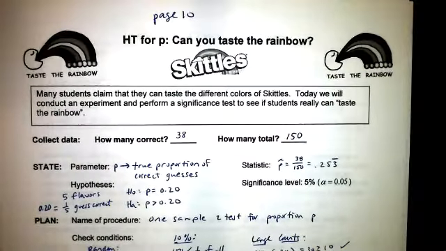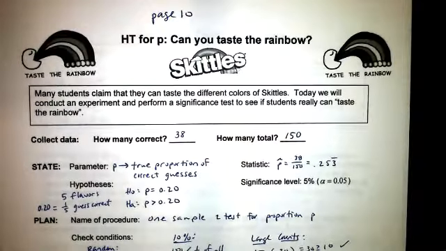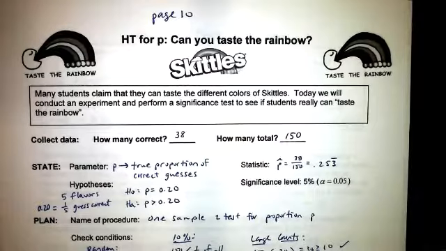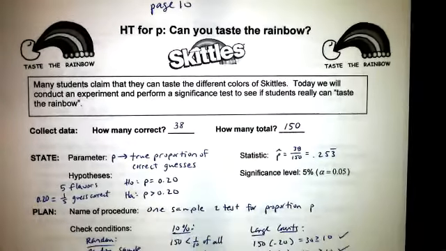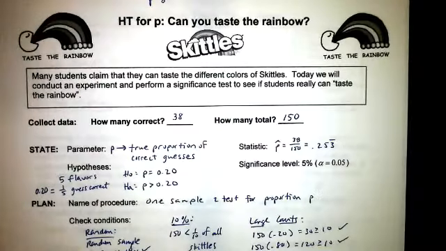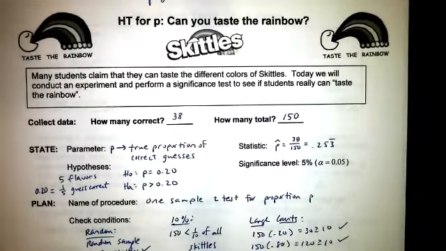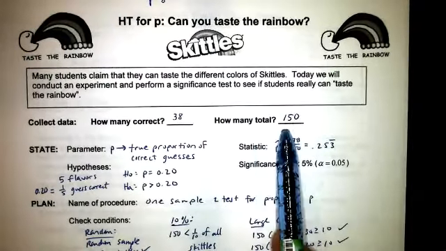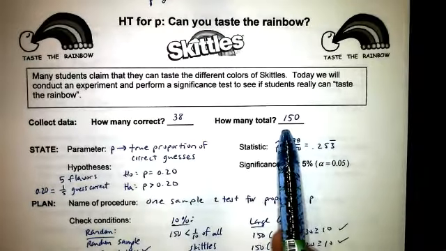And here's what we did. Many students claim they can taste different colors of Skittles. Today we'll conduct an experiment and perform a significance test to see if students can really taste the rainbow. So I pre-bought a bag of Skittles before the rush and made my wife try to guess which color she was eating, and she got 38 correct out of 150.